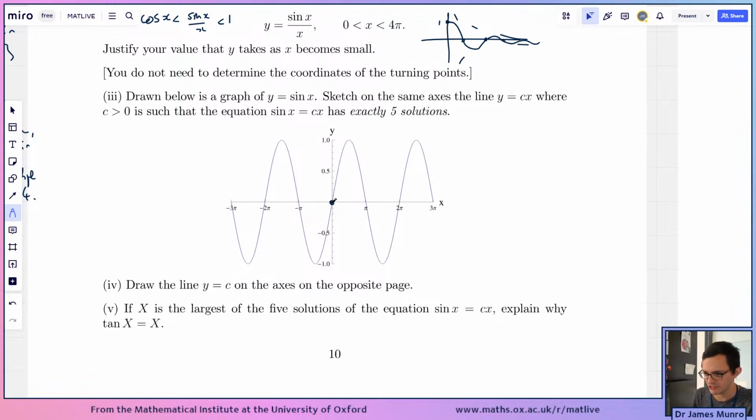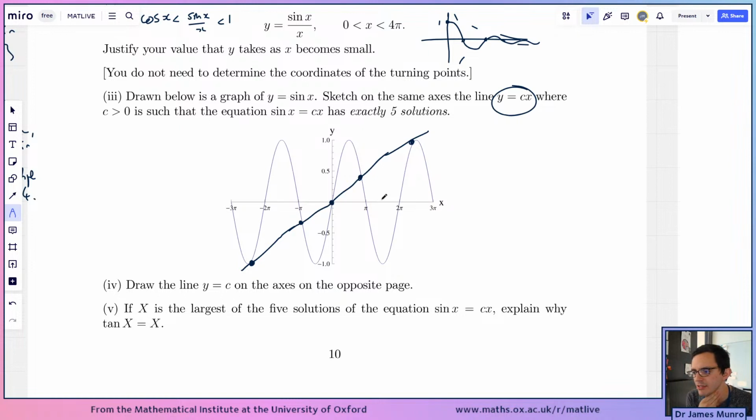There's definitely a solution at 0 because cx definitely goes through 0. And so if I make my line really steep, then there's no solutions. But if I make it just come in like this, I'm going to pick up some extra solutions from here and here. So I've already got 3 solutions. And then if I make it just sort of touch the curve over there, then I can get some solutions over here and over here. So I'll get 5 solutions like that. Okay. So drawing this line in so it just touches like that.